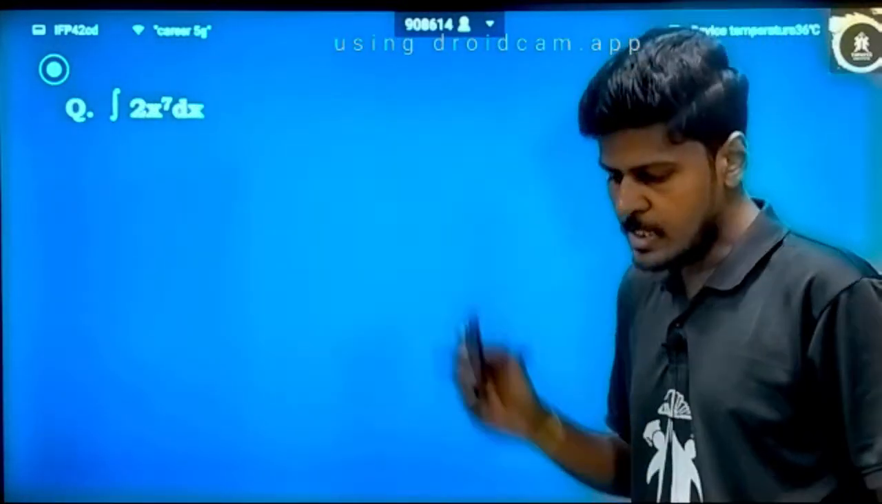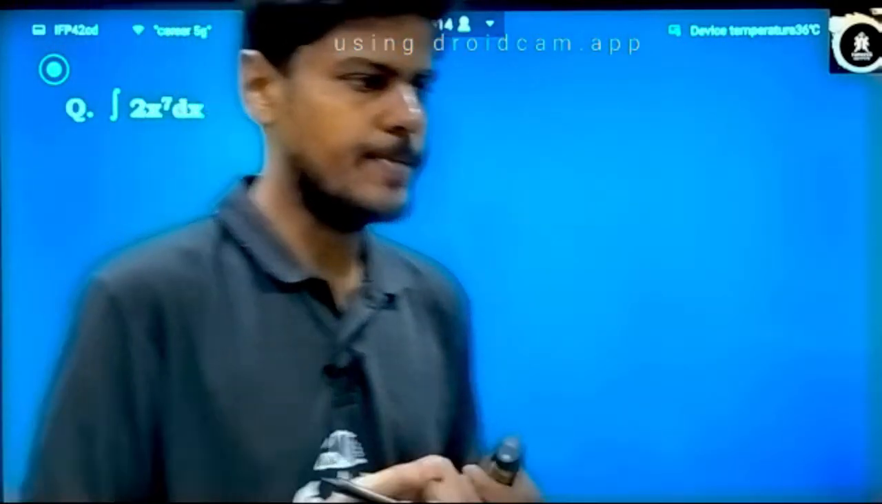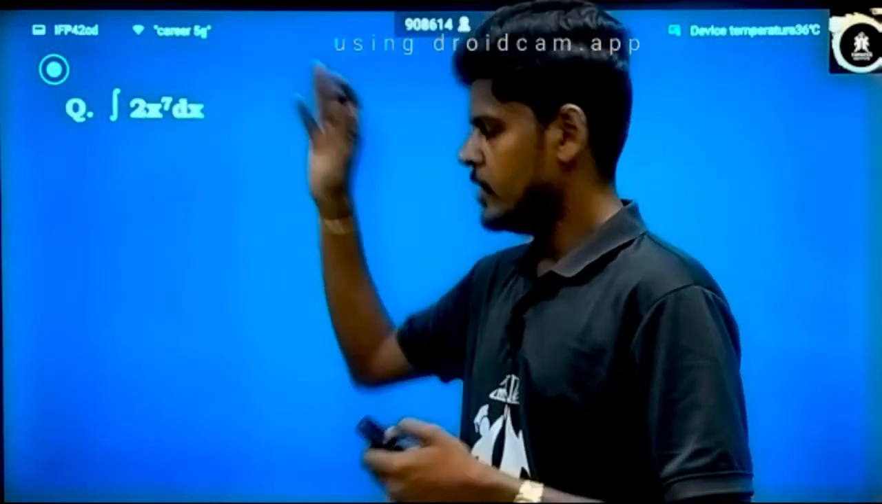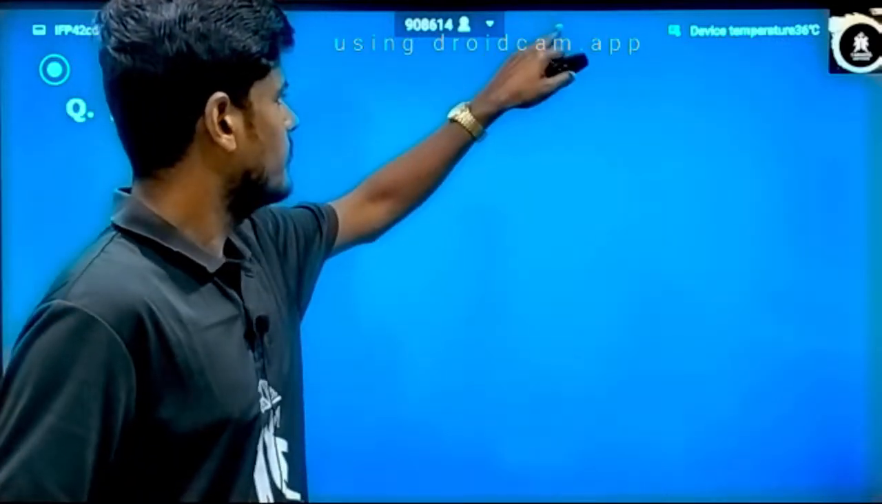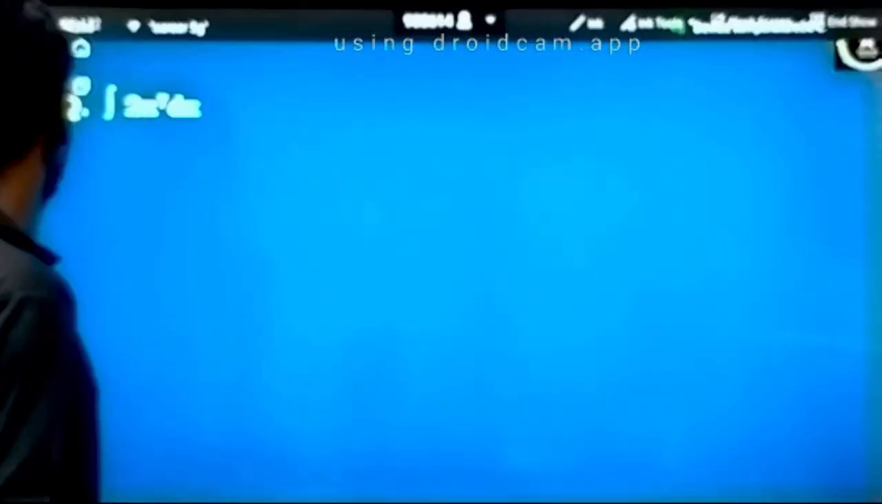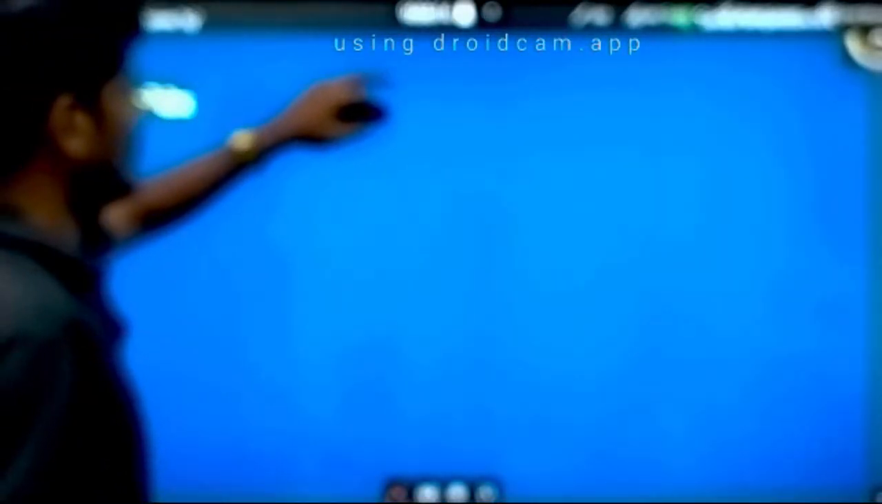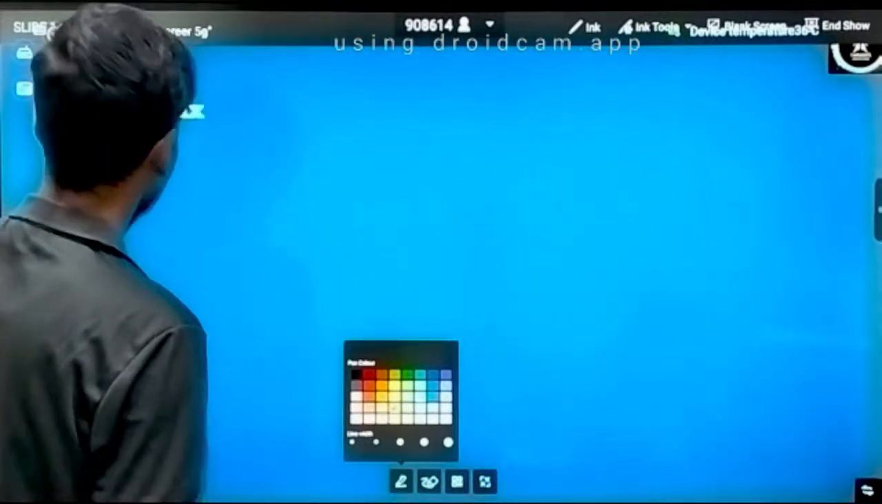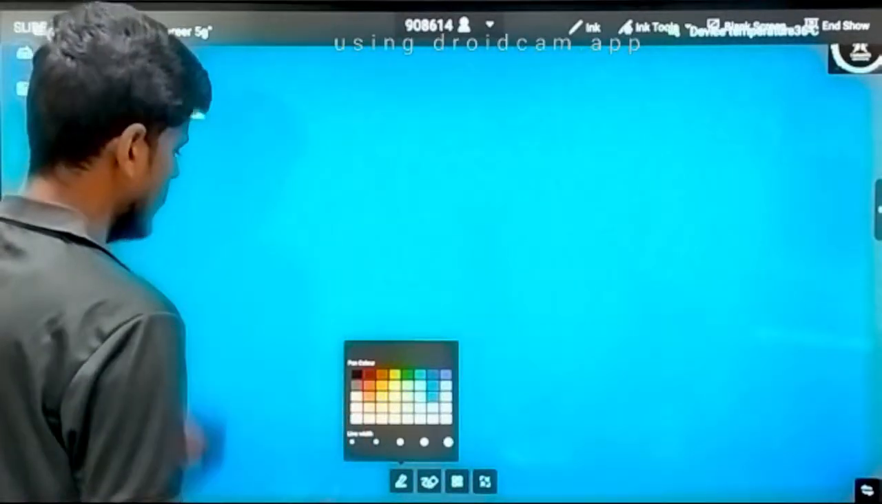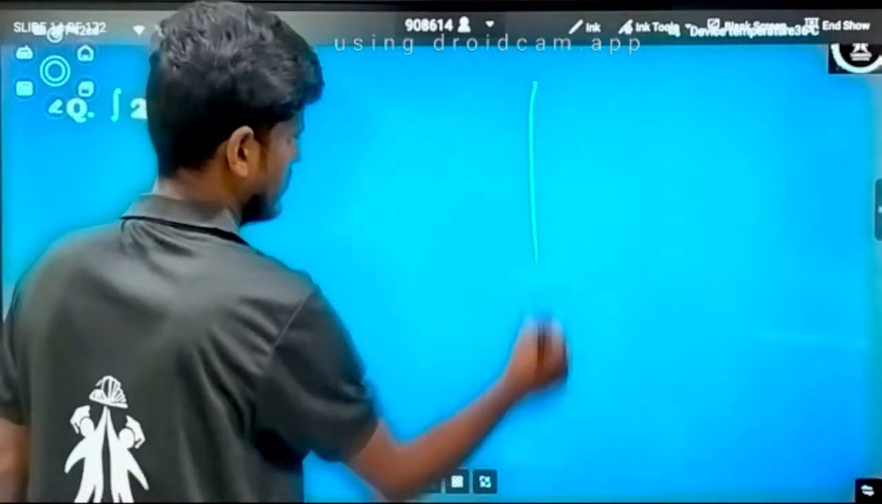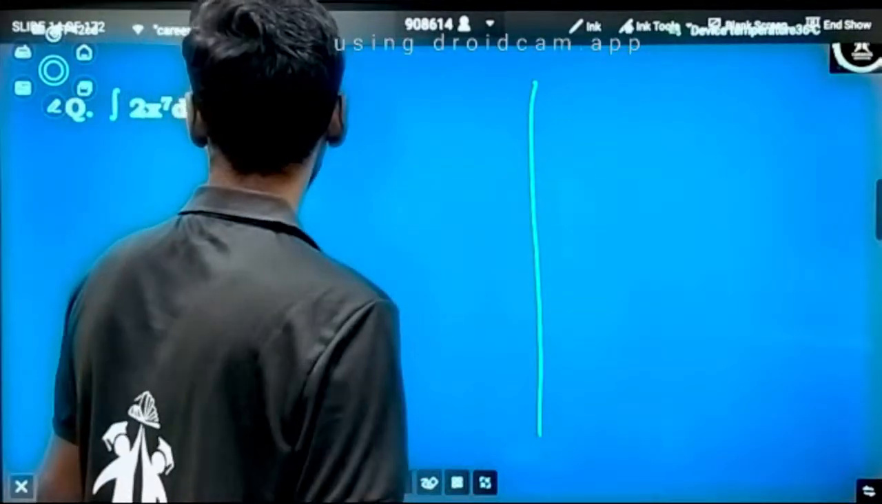Next, we will solve some questions based on the properties as well as the formulas we have discussed until now. Some basic formulas for getting practice with this unit. Now, what is the first question? Integral 2x power 7 dx. We will do it here.